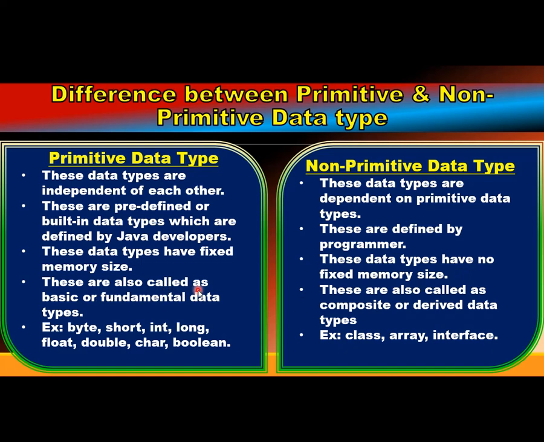Primitive data types are also called basic or fundamental data types, whereas non-primitive data types are called composite or derived data types. Some examples of primitive data types are byte, short, int, long, float, double, char, boolean. And non-primitive data type examples are class, array and interface.